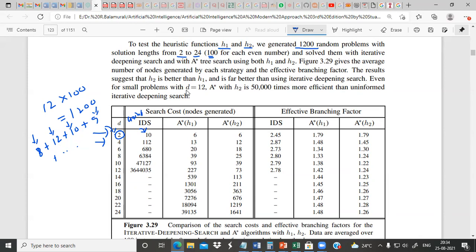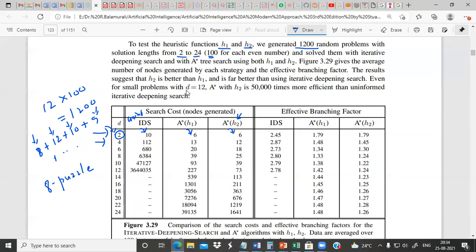But when you solve the same 100 problems, where the solution is available at the depth of 2, using the A-star algorithm with the H1 heuristic, all this we are discussing for the 8 puzzle problem using the first heuristic, that is how many tiles were misplaced, it generates only 6 nodes or 6 states. When you use the A-star algorithm with the second heuristic function, it also created 6 nodes only.